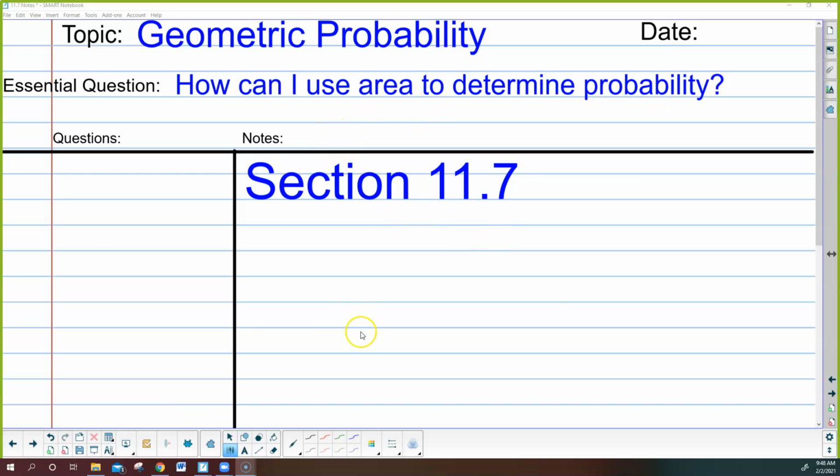And a lot of times we make reference to a dartboard problem or like a carnival game where you have to hit an object that takes up a certain amount of space. Officially, this is section 11.7 in your textbook. You can refer back to that if you have any questions. And we're just going to look at a couple examples, maybe a quick definition officially of what probability is.